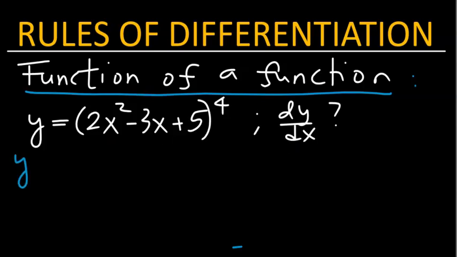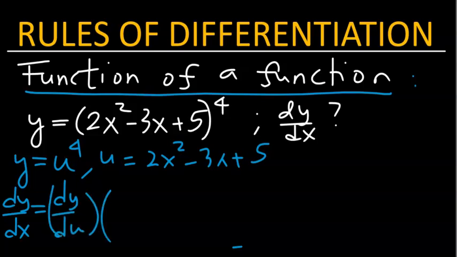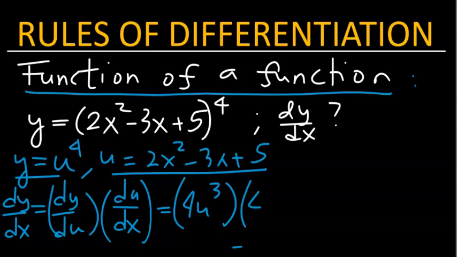So we can write the entire expression as y equals u to the power 4, with u being the terms in the bracket, 2x squared minus 3x plus 5. Now dy/dx is dy/du times du/dx. Differentiation of y with respect to u is simple. It is quite simply 4u to the power 3. And u can be differentiated in a standard manner. The first term will give you 4x. The second term is minus 3. The third term is a constant, so 0.